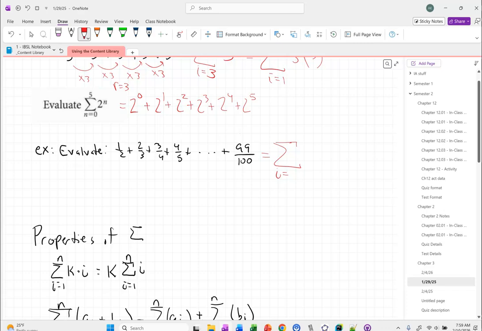So first question I'd want to ask is, this series, is it arithmetic or geometric? Or neither? Arithmetic, geometric, or neither? You should be able to do this. You just had to do it on the quiz we just took on Friday or whatever.